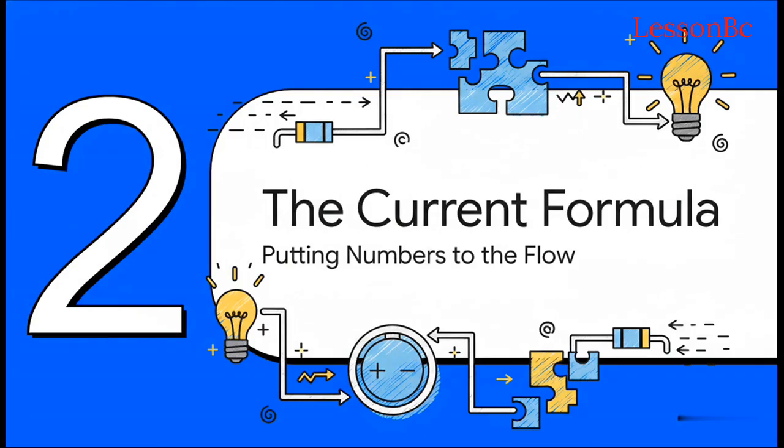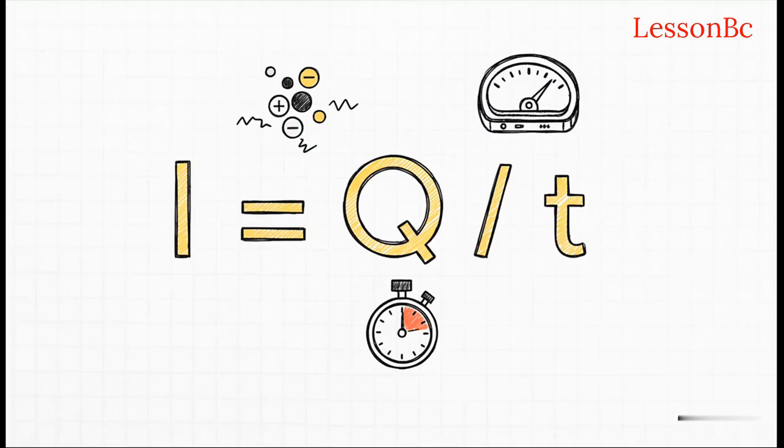All right, concept down. Now for the fun part. Let's turn this idea of flow into something we can actually calculate. And you're going to love this. The formula is beautifully simple. And there it is, I equals Q over T. This is the heart of it. It just means that the current, which we call I, is the amount of charge, Q, that flows past a point, divided by the amount of time, T, it took. That's it. So simple, but so incredibly powerful.